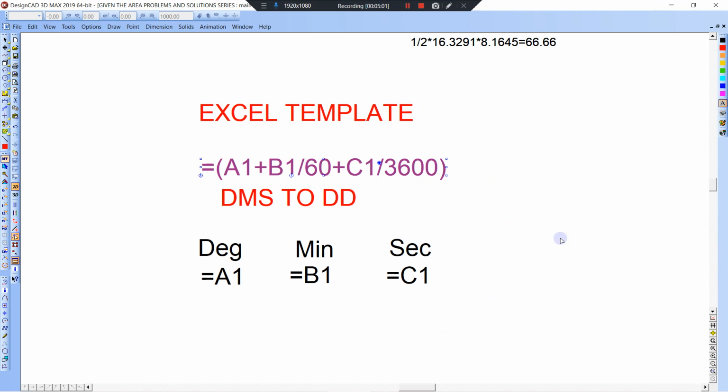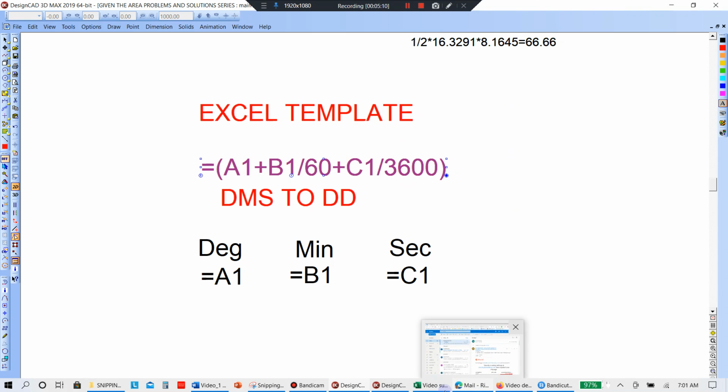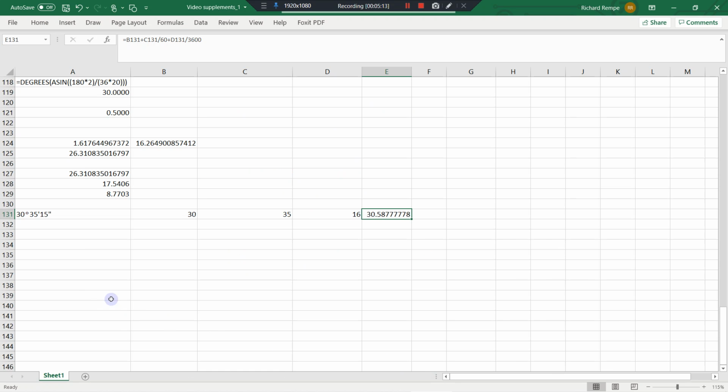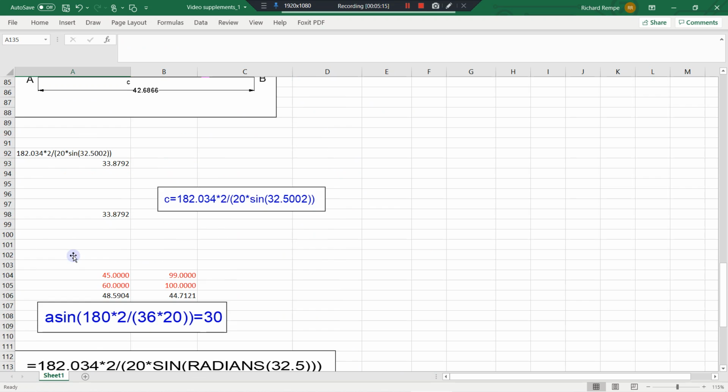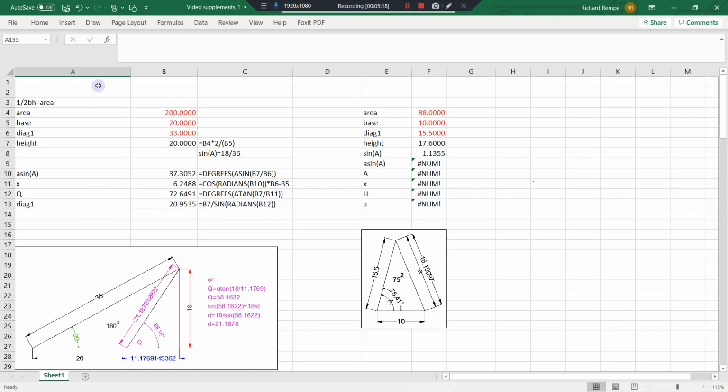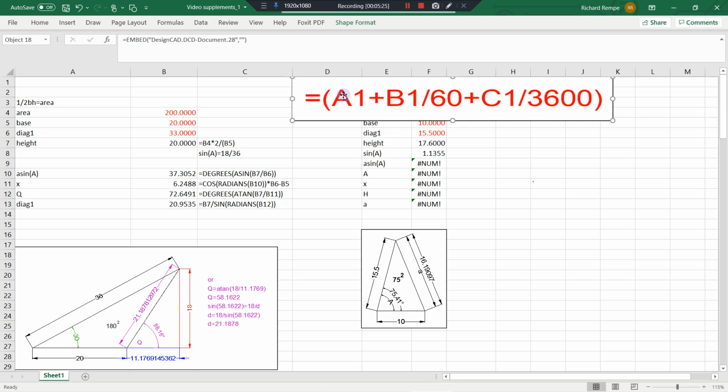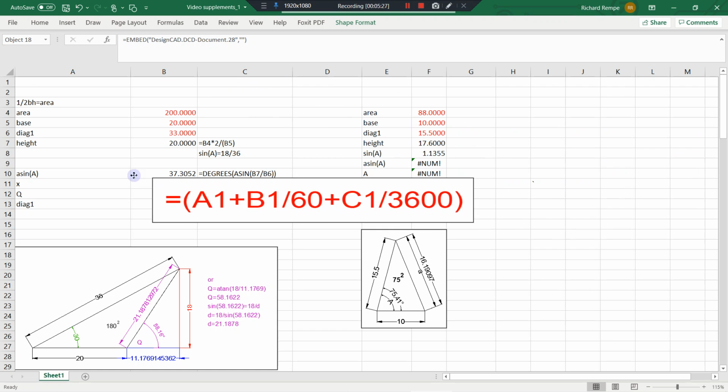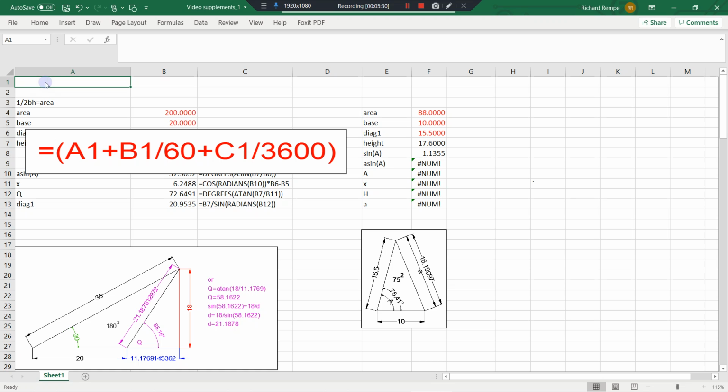Let's go to, I already did this, but it's the second time I've done this video. So we're going to take this and paste it into Excel. Let's see, A, B, A1, B1, C1. So we could actually use that right here. 30 degrees, let's call it just a random number, 30 degrees, 35 minutes, 22 seconds.